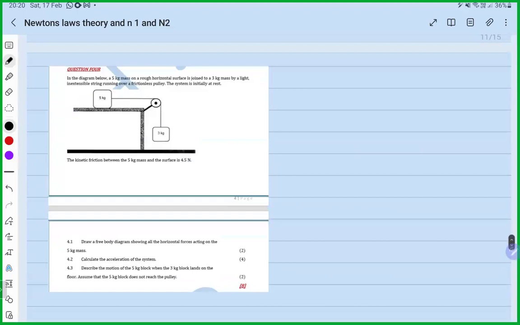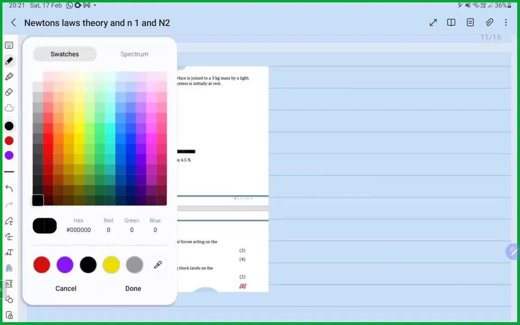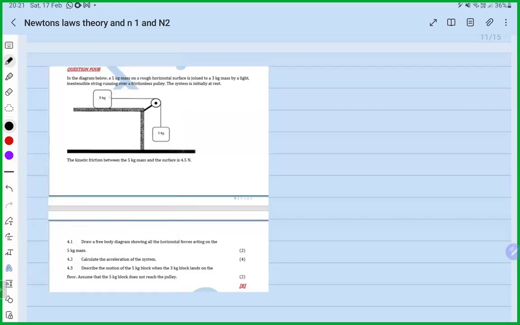And this is the other scenario that you're going to get tested on. This is a super, super popular question in the exam, which I refer to as a horizontal and vertical mass. Here you have one mass that's going to move horizontally. The 5 kilogram is actually going to be pulled across the table by the 3 kilogram, and the 3 kilogram is going to drop down as it moves.